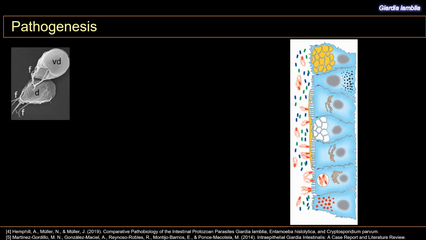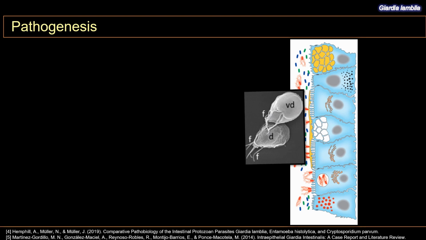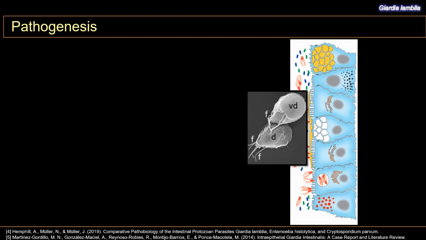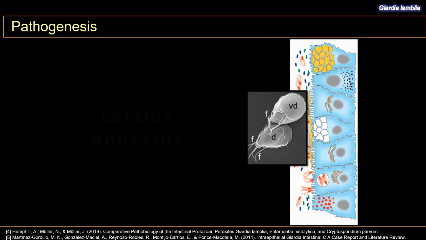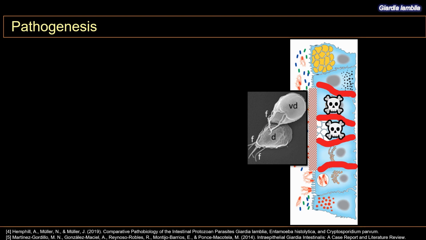Giardiasis starts when the trophozoites begin attaching to the apical end of the enterocytes using their ventral sucking disc. They attach using mechanical forces and interactions with lectins and annexins, as reported by Martinez-Gordillo et al. This attachment leads to shortening and destruction of the microvilli of the enterocyte brush border, activation of CD8 T lymphocytes, rupturing tight junctions, and thereby altering the permeability of the intestinal lining, causing enterocyte apoptosis.